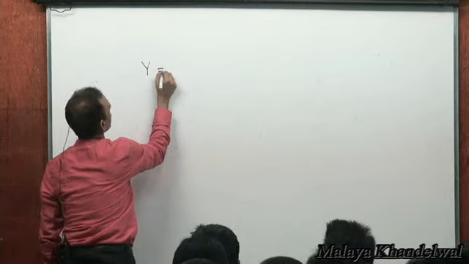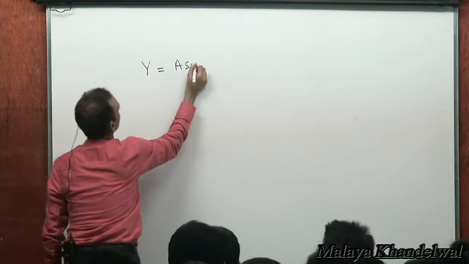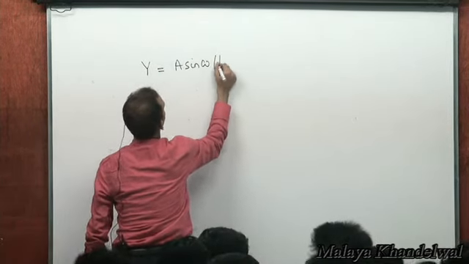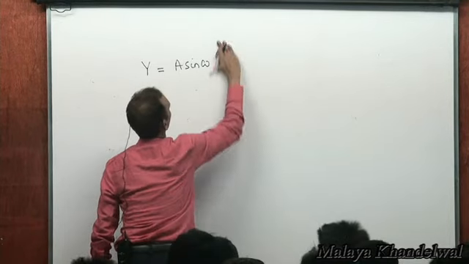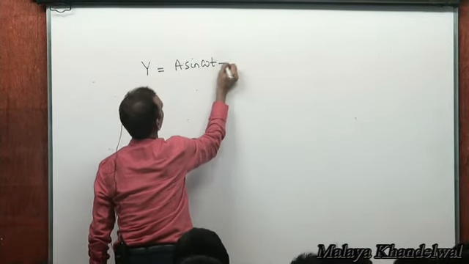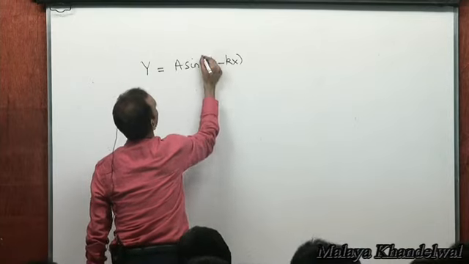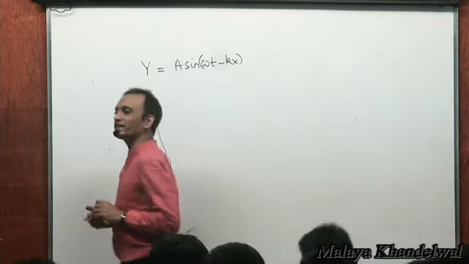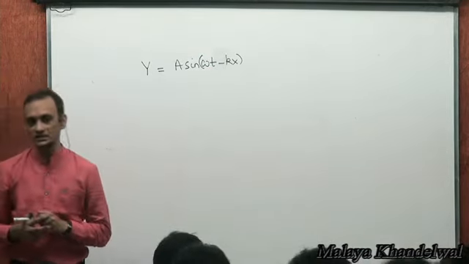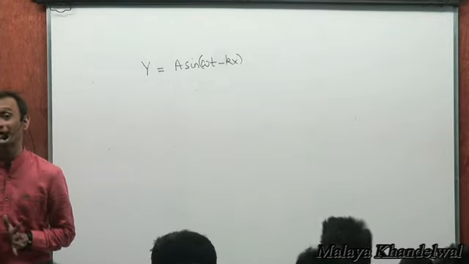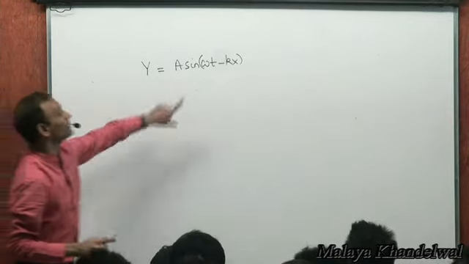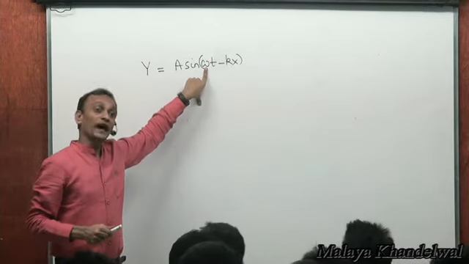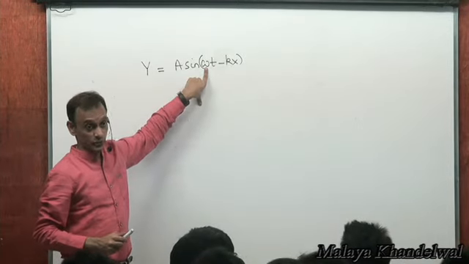Something like this, y equal to a sine(omega t minus kx) is a plane progressive wave traveling in the positive x direction, where k is the wave number 2 pi by lambda, omega is the angular frequency. Right?